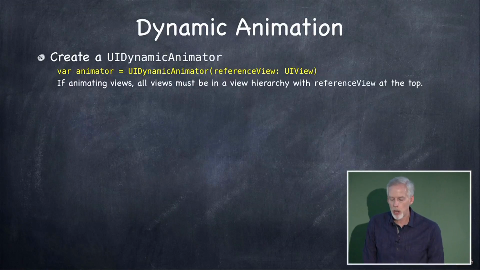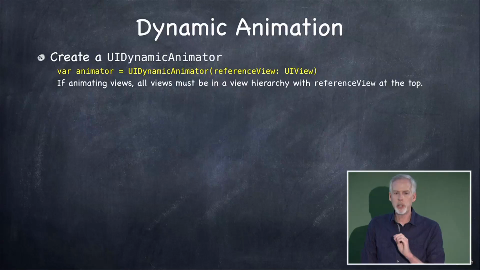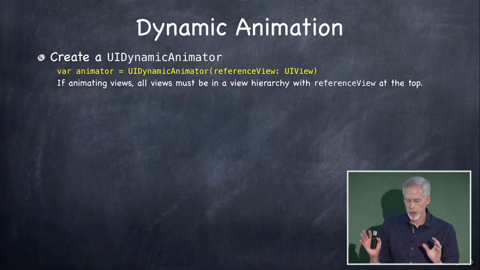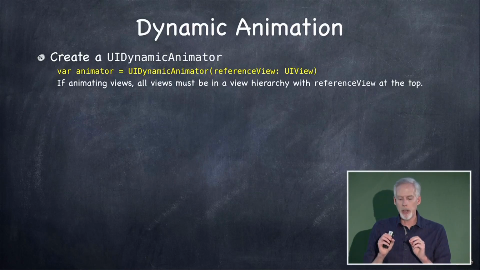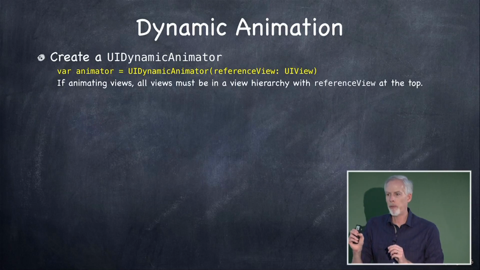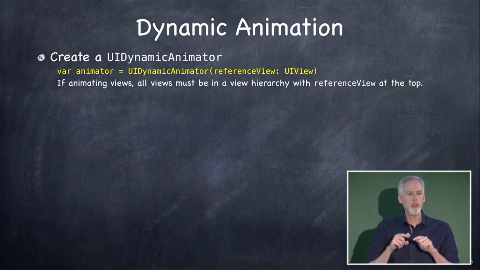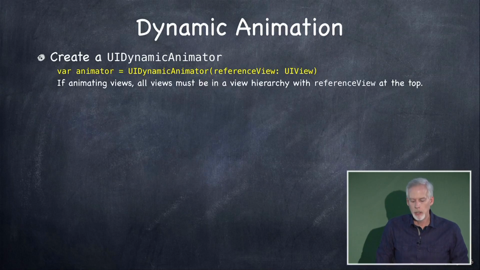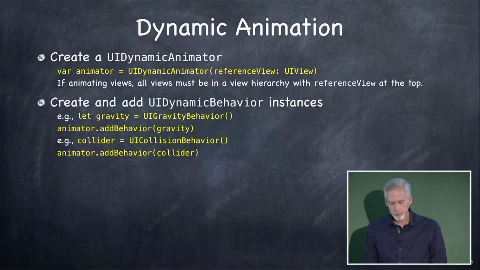All right, so let's talk about each of those steps. First, creating the dynamic animator. There's only 2 initializers of it. One takes no arguments. That just creates a dynamic animator. But if you're animating views, if the UI dynamic items you want to animate are views, then you're going to want to create it with a reference view. Okay? And that's just going to be like your top level view usually, okay, where all the animation is happening. All right? So that's it. That's easy. Couldn't be easier creating a UI dynamic animator.